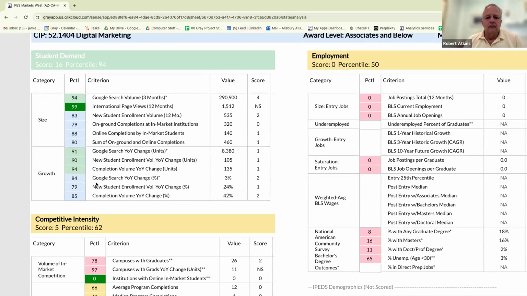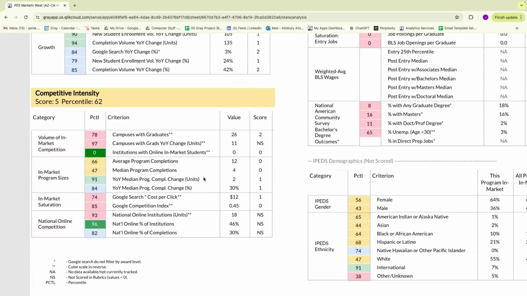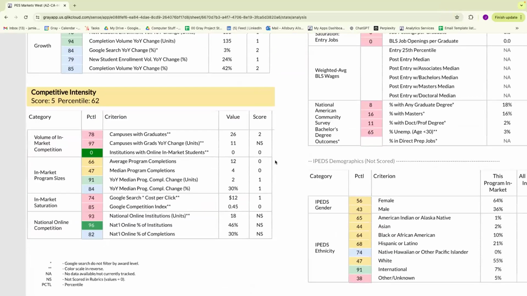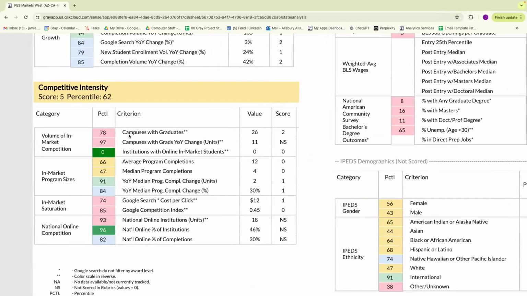And then as we look at competition of offering this program, you can see that it is a more competitive program and that there are 26 campuses that are offering this. And there are no institutions that are offering it online across the nation. That's surprising. I thought so too. Yeah, for digital marketing especially.